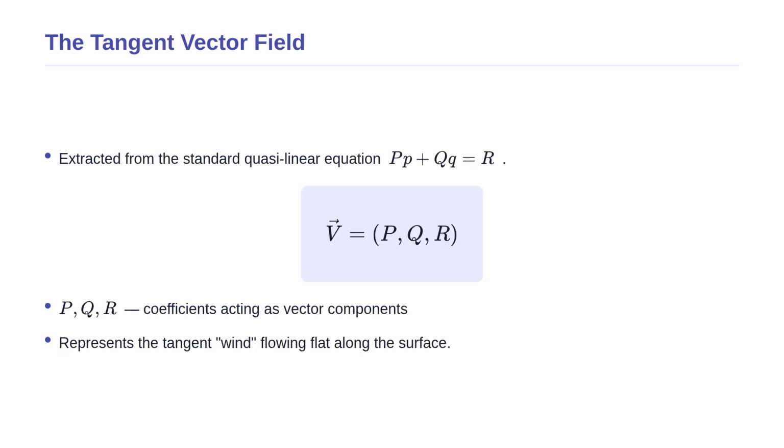Next, we look at the partial differential equation itself to find our wind direction. A standard first-order quasi-linear equation has coefficients capital P, Q, and R. We group these three functions together to form a new vector, which we call V. This vector represents the wind from our earlier analogy. It acts as a tangent vector that must lie perfectly flat against our solution surface. As the values of P, Q, or R change depending on your location in space, the direction of this tangent wind shifts accordingly.